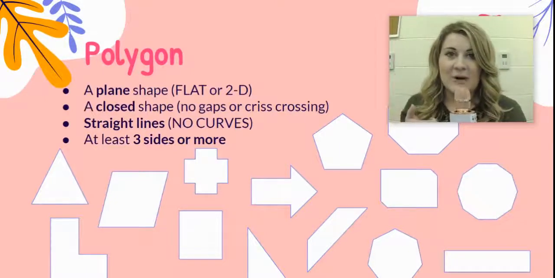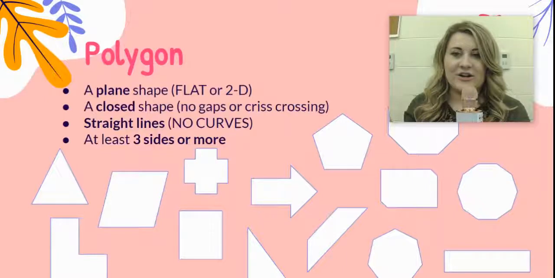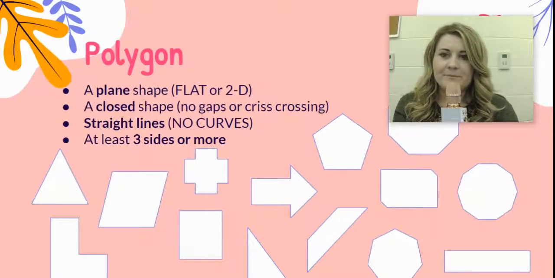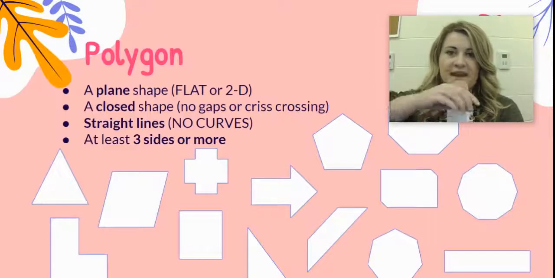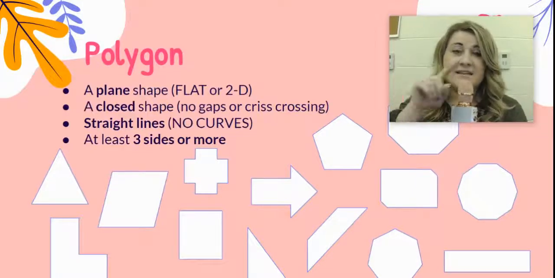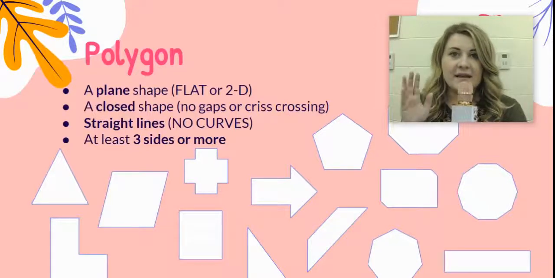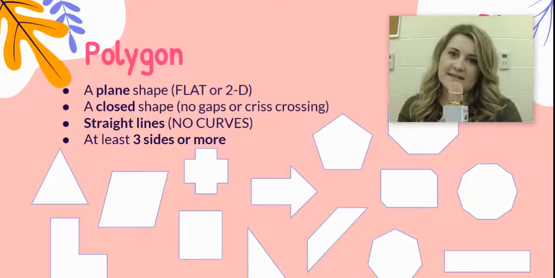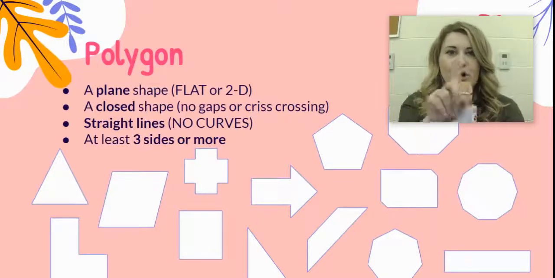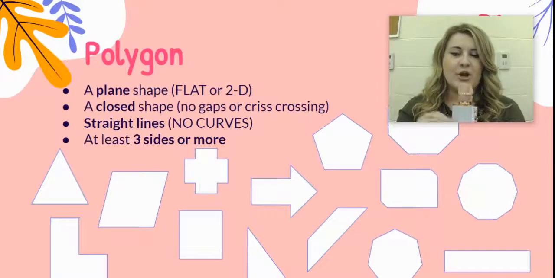I hope you listen to it at home because you will get it stuck in your head, and then you will always remember what a polygon is. A polygon is a flat shape. It has to lay flat like a pancake. It is not 3D. It is a closed shape, meaning that there are no openings, there's no crisscrossing, nothing like that. It has straight lines and straight lines only, no curves allowed. This is the biggest point, no curves.